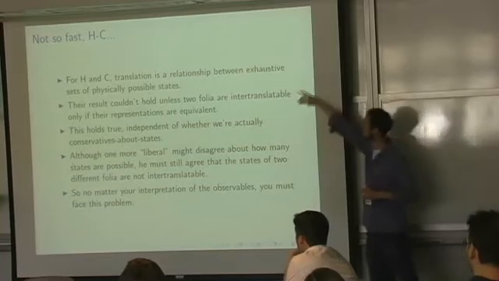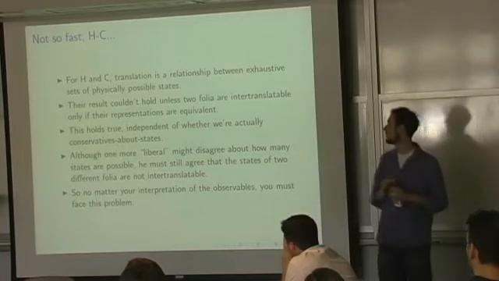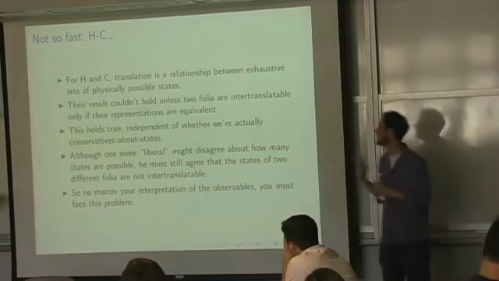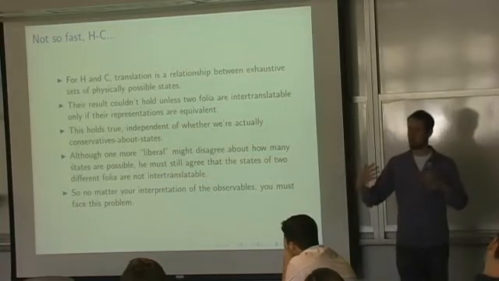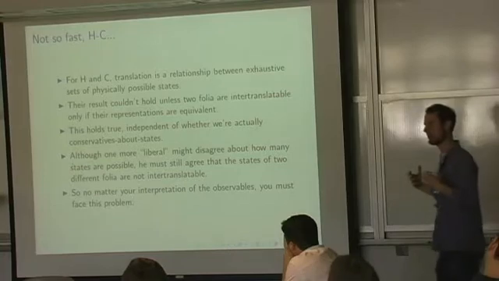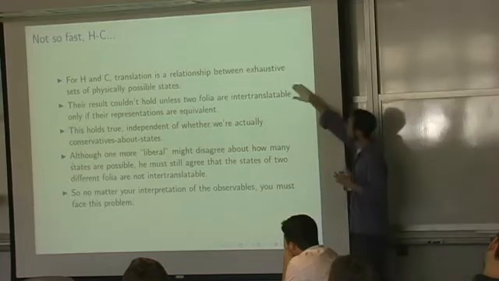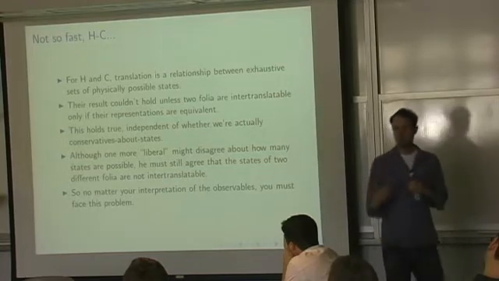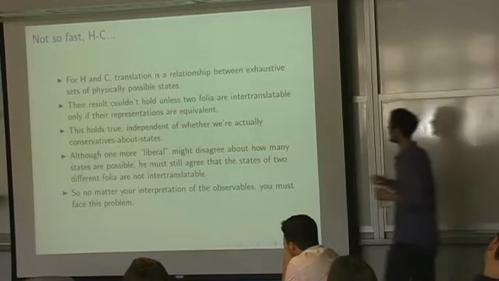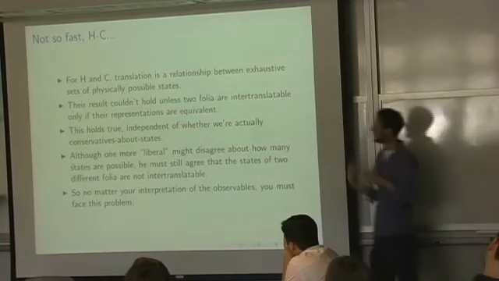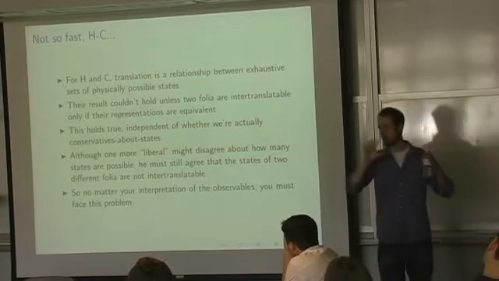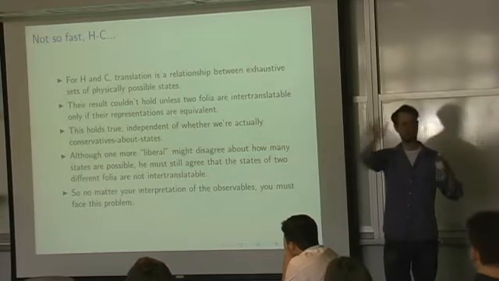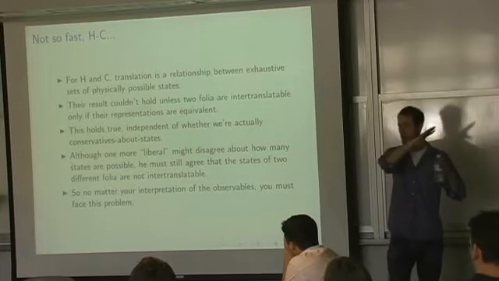The thing that we've just discovered that I didn't point out to you before is that for Halvorson-Clifton translation, it's a relationship between exhaustive sets of physically possible states. So you don't need to be, we might say, a liberal about observables, according to them, to say that the states of the magnet along plus x are physically inequivalent to the states of the magnet along plus z.